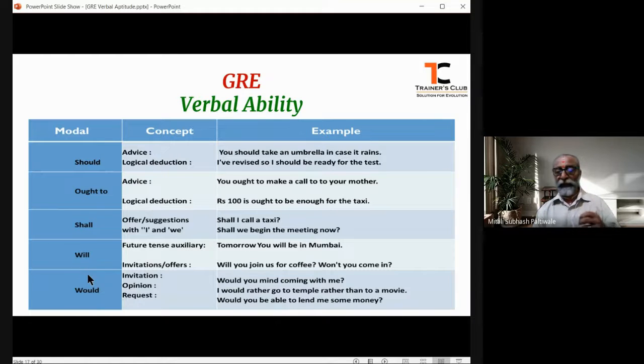Again, ought to is as good as using should. That means to give advice or to make some logical deductions, right? Sometimes advice, we use it. Most of us don't use this word ought to, but Americans use it a lot. In American English, ought to is more used instead of should. So you ought to make a call to your mother at least once a week.